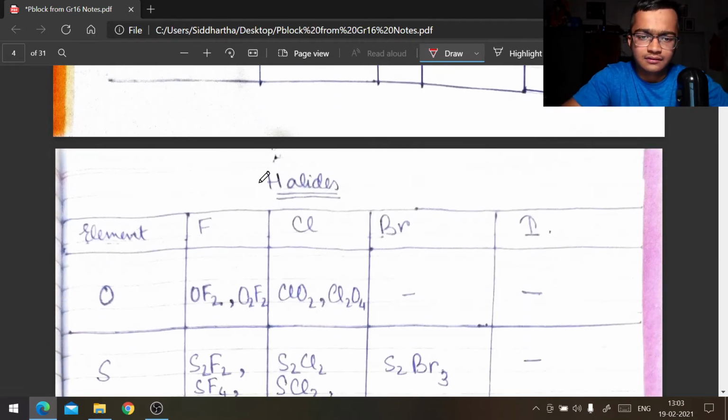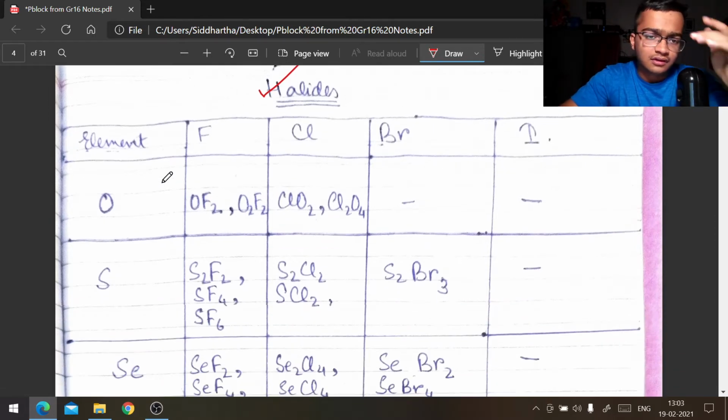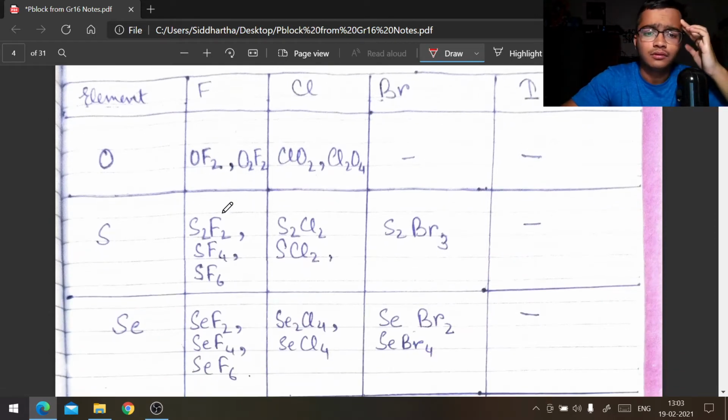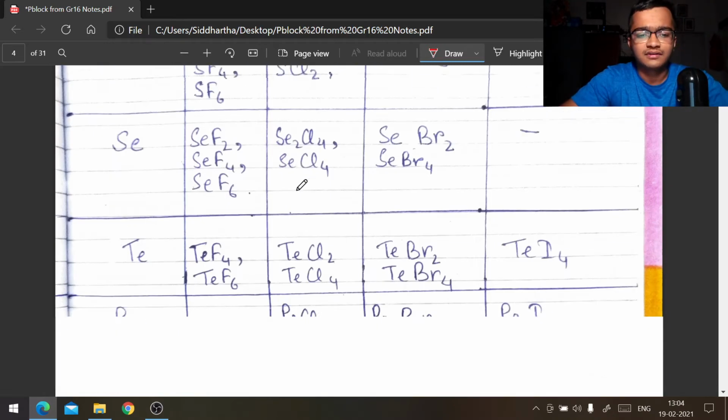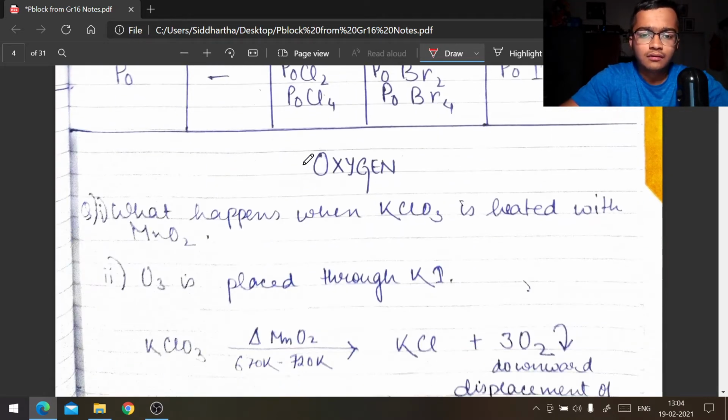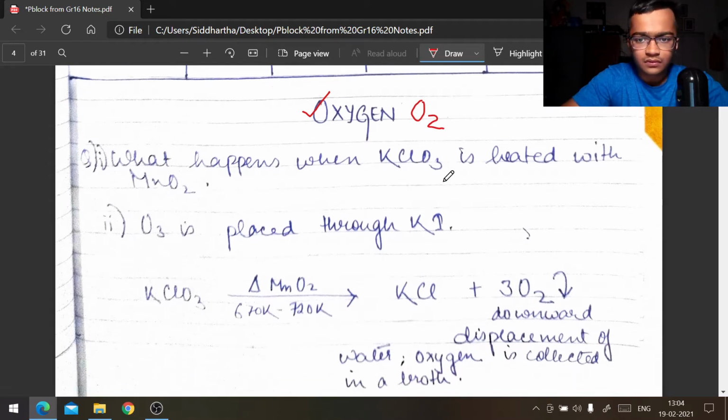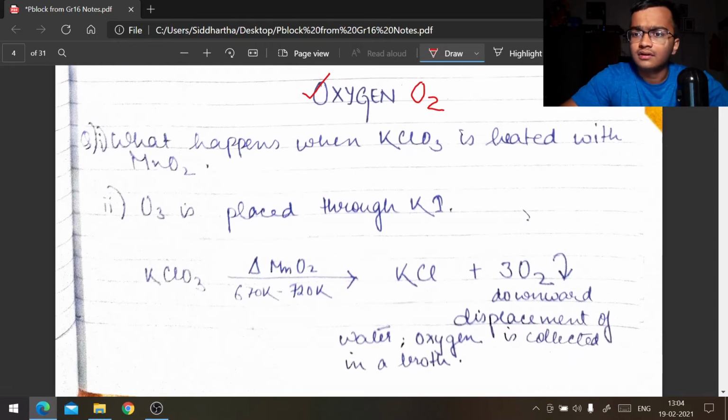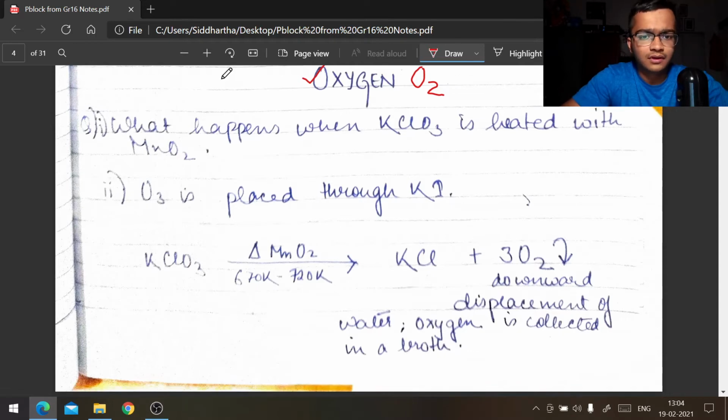Next is your halides. Here is the reactivity towards halides. Oxygen reacts with fluorine to form OF2, O2F2, and with chlorine to form ClO. I have given a few examples here. Now comes our compound oxygen, or you can call it O2 or dioxygen, as given in NCERT. Now coming to the preparation portion, what happens when KClO3 is heated in presence of MnO2?